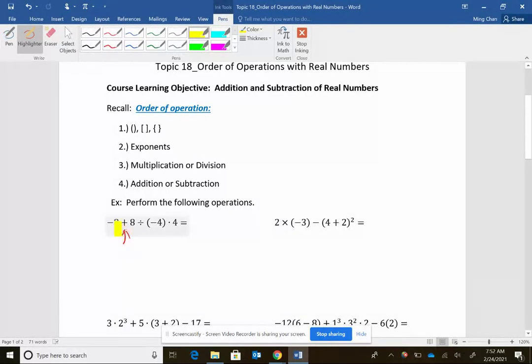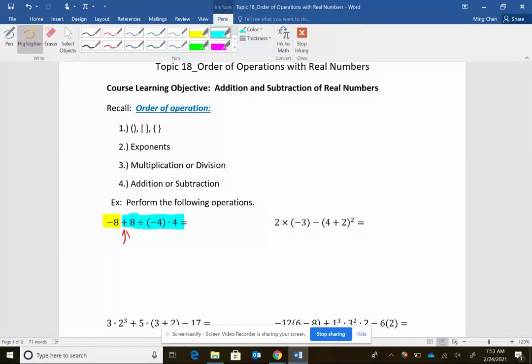What's in front of my plus sign is a term. What's behind my plus sign is a term. The plus sign goes with the term that follows. So as you can see, my first term has no operation, just -8. My second term involves positive 8 divided by -4 times 4. So I got a division and a multiplication. Multiplication and division are on the same level, so we'll do this from left to right.